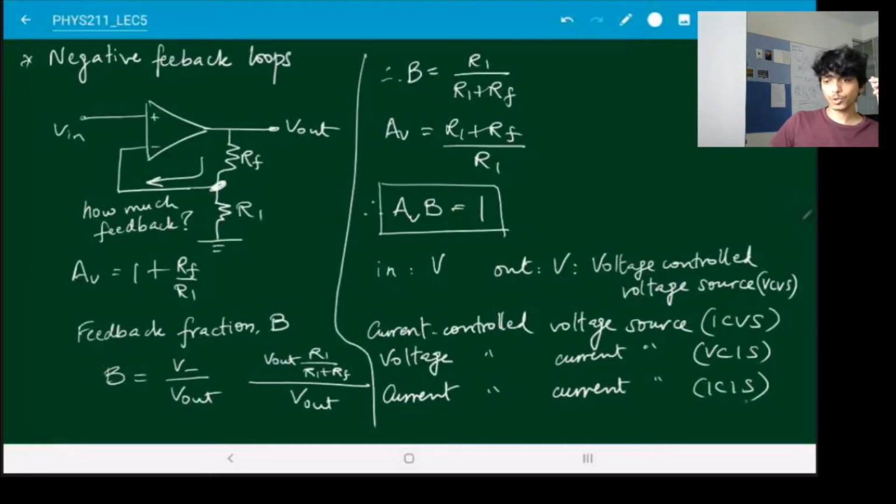So depending on what you are measuring, what you are interested in controlling, because your input will control your output. So depending on what you want, what signal you want to manipulate, whether it's a voltage or a current, you can have these four kinds of circuits.